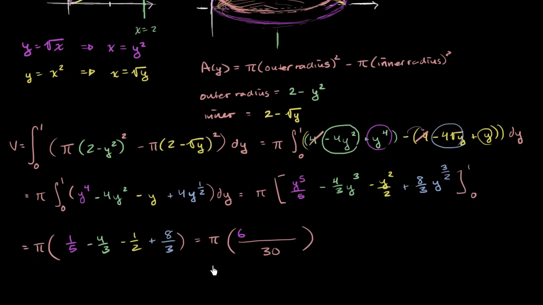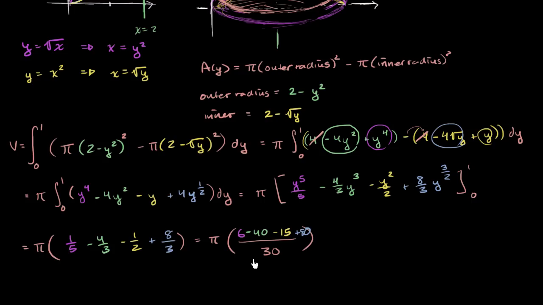1/5 is 6 over 30. 4/3 is 40 over 30, so this is minus 40 over 30. Negative 1/2 is minus 15 over 30. And then finally, 8/3 is the same thing as 80 over 30, so that's plus 80.